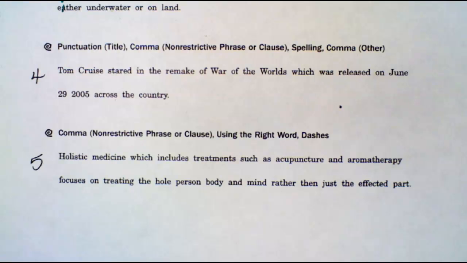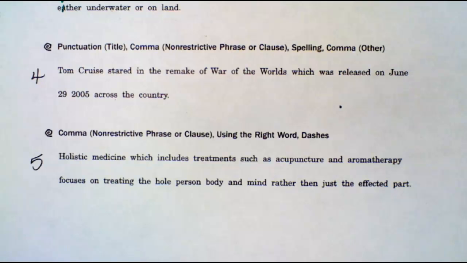Hey everyone, in this video I'm going to be correcting sentence 4 and 5 under set 3 on our sentence correction sheet. Sentence 4 says, Tom Cruise starred in the remake of War of the Worlds, which was released on June 29, 2005 across the country. In this sentence, we're going to punctuate a title. We need to add commas to show that we have a non-restrictive phrase. We have a spelling error to address, and we'll add other commas.